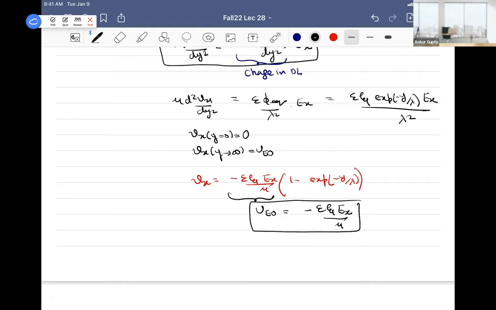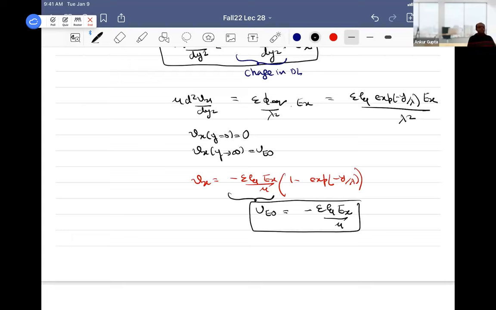So when y goes to infinity, the term outside the bracket is what remains. When y equals zero, the exponential becomes one, so you get zero velocity. This is a velocity that approaches that value in an exponential form. This is probably the first time, at least it was for me, seeing an exponential velocity profile. Now that's because of an electrokinetic process.